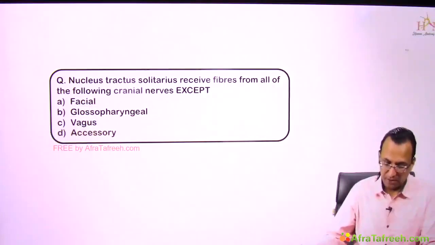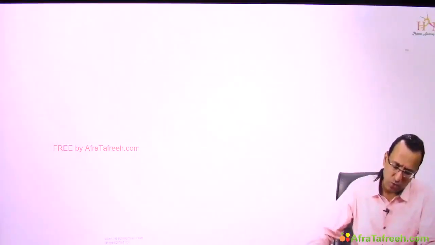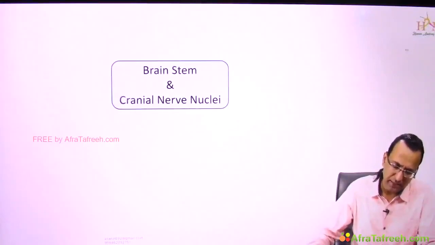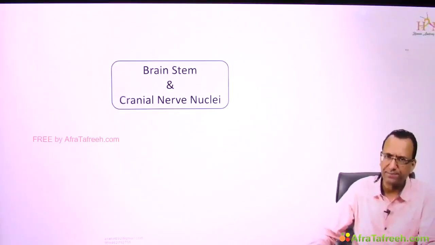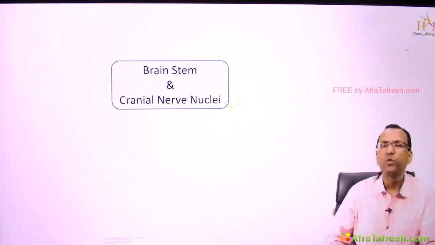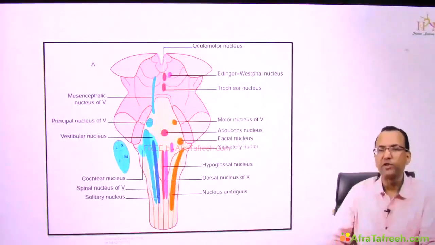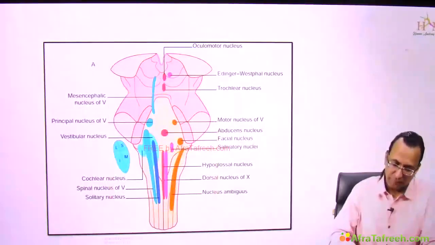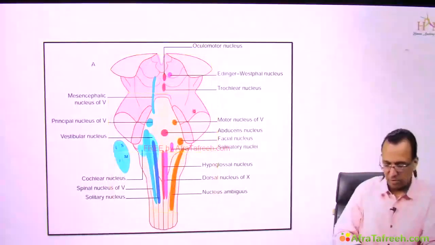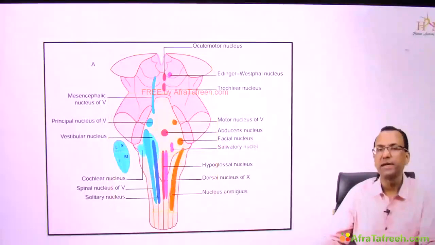So you keep your answer accessory. Yes, accessory should be the answer. Now we are looking at the brainstem and their nuclei, and which nuclei? Of course, the number 3 to 12 nuclei. Let's do that. This is a diagram of the brainstem, and it has 3 components, which you already know. There will be a midbrain, and then there's a pons, and there is the medulla oblongata.